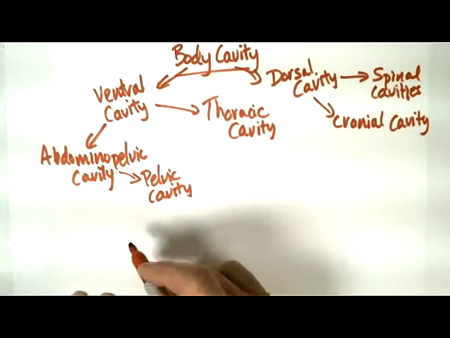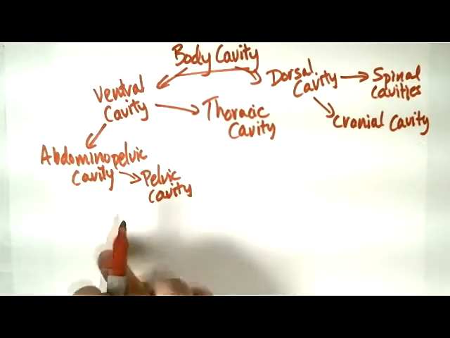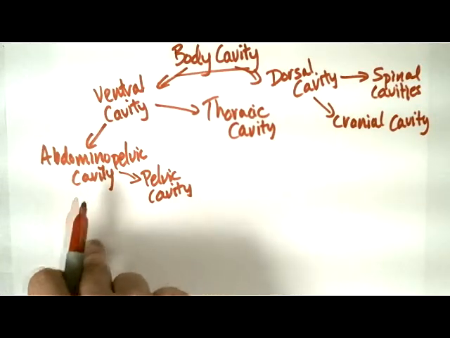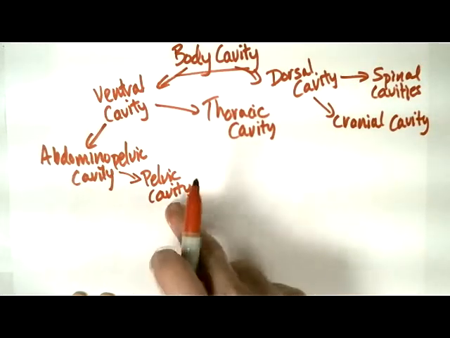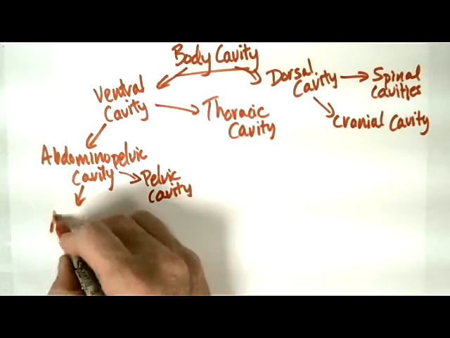So the abdominal cavity is part of the abdominopelvic cavity, and that's going to include things like the spleen, the gallbladder, the liver, the stomach, the pancreas, small intestines, some of the large intestines, the kidneys, your ureters. And the ureters are the tubes that bring the urine from the kidneys down to the bladder. And remember, the bladder is in the pelvic cavity. So let me write this one in here real quick.